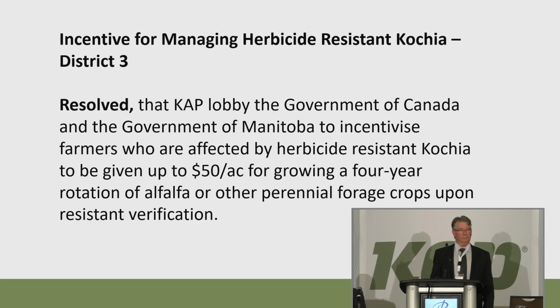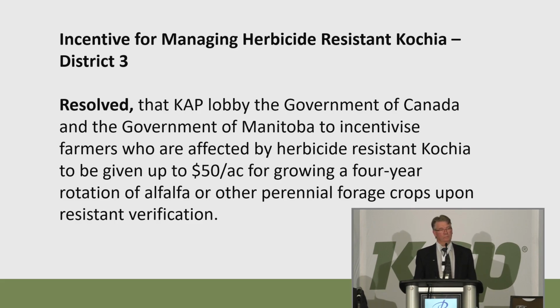For strict grain producers, your incentive is to, of course, remove the herbicide-resistant kochia from your fields. You can be covered for up to $50 an acre each year there is a perennial crop on your kochia-affected fields. This would be for each year of the 4-year crop rotation to cover seed costs in the first year and fertilizer costs in following years.